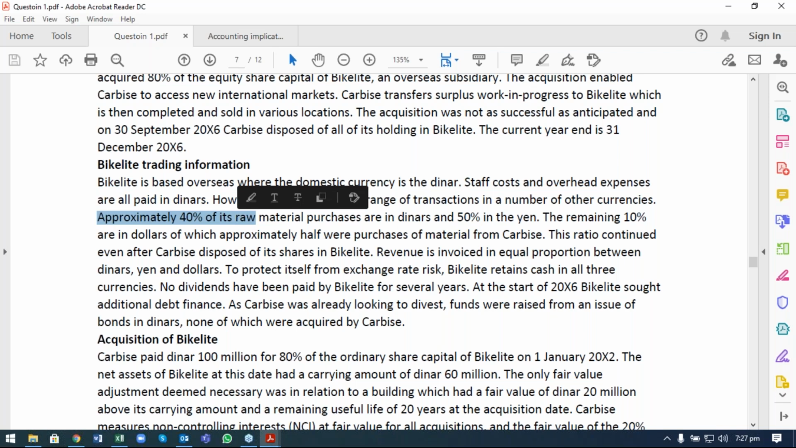Selling prices would be charged to different customers in different ways. For example, 40% of the selling was done in dinars, 50% of the selling was made in yen, and 10% of the selling was made in dollars. So based on the first primary factor, we are not able to find out the main currency in which the selling price was decided, as it is not completely visible to us in this scenario.